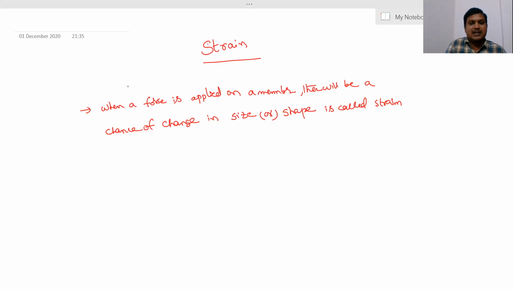There is a special case when heat is applied. When heat is applied, the body freely expands or contracts. So when the body is cooled down, the body freely contracts, meaning the dimension decreases. When heat is applied, the member expands freely.